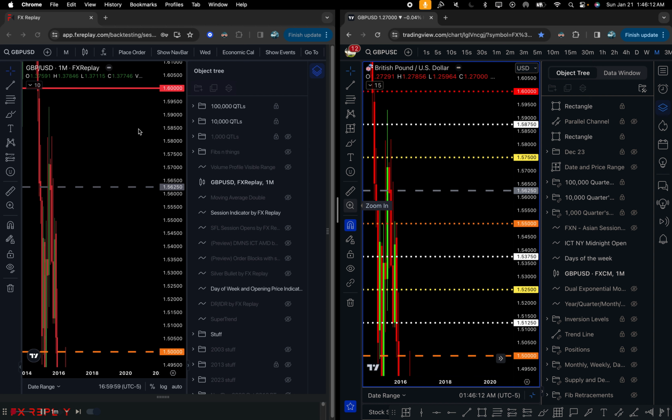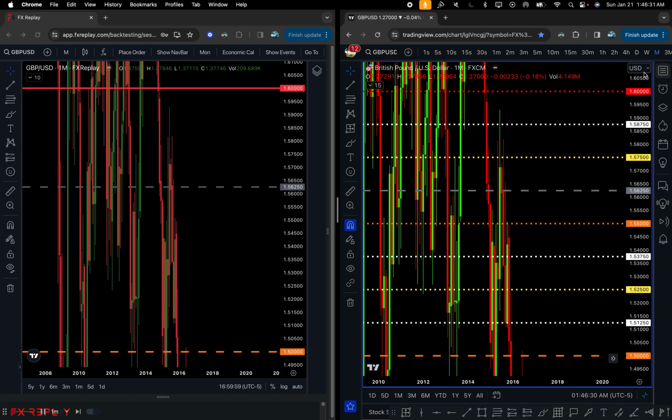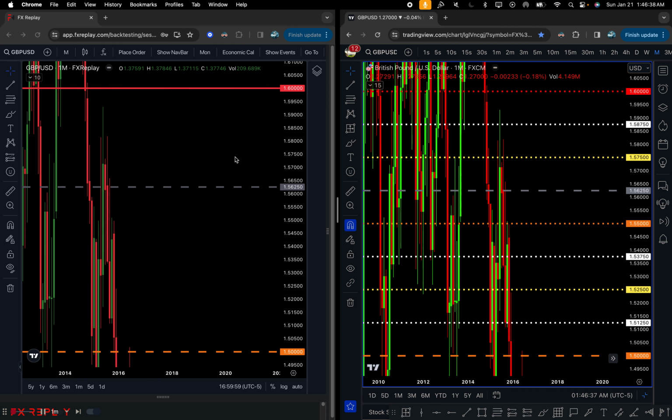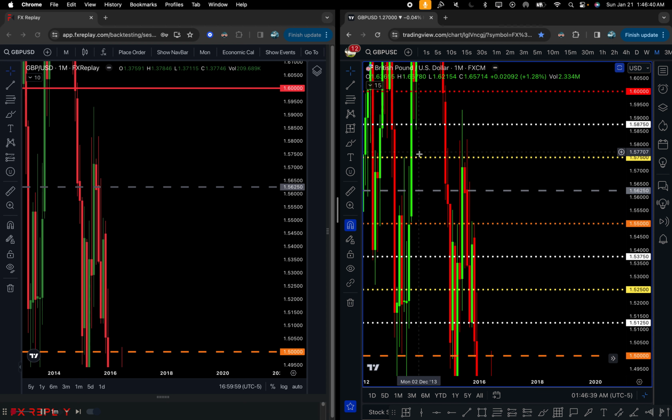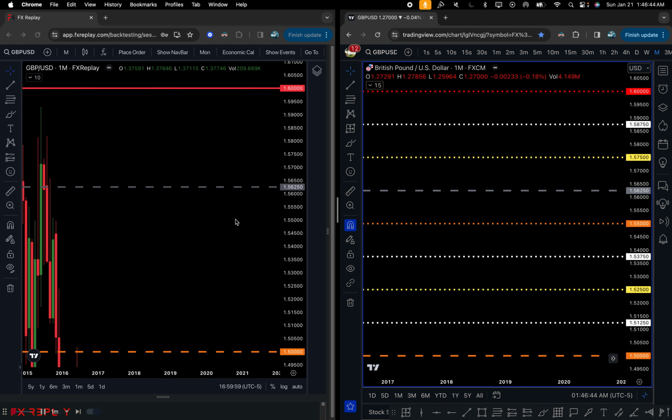Alright, just a quick video to show you how I'm transferring quarters theory levels from TradingView to FX Replay, and basically you just want to get all your levels.